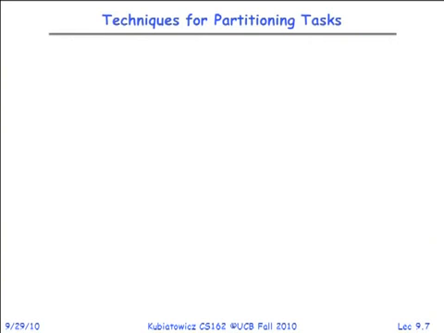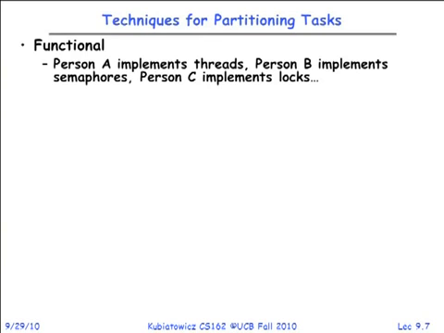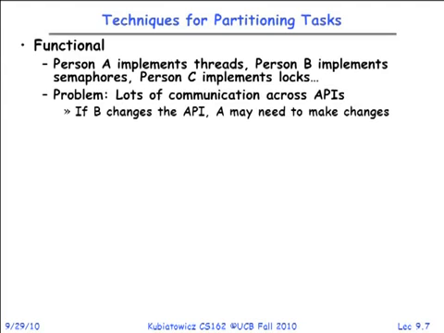So there are actually a couple of ways you can partition tasks, and I'm going to give you two meta structures that you could have for your group. One of them is the functional structure. Here you look at problems 1, 2, 3, 4, 5, 6, and you say, well, person A does threads, person B, semaphores, person C, locks. That would be the functional partition. How many people chose functional partition for their groups? Not so much? Okay, so the problem with this is there's a lot of communication across APIs potentially.